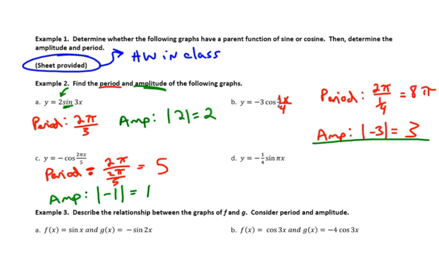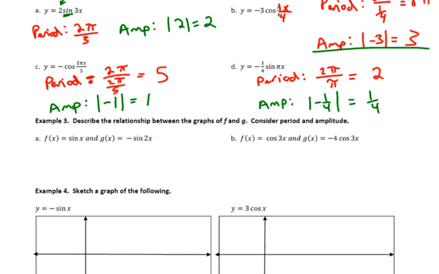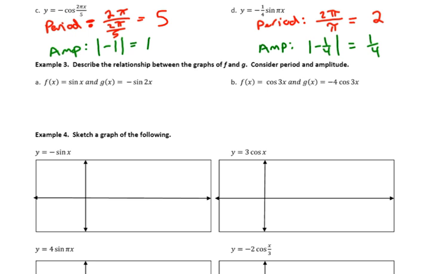The next one, the period here, is equal to 2 pi divided by pi. Well, 2 pi divided by pi is 2. And so this starts repeating after 2. And then the amplitude is equal to the absolute value of -1/4, which is 1/4. Okay? So there's the first set of examples on how to just pick those things out. You have to be able to pick them out before you can actually graph them.